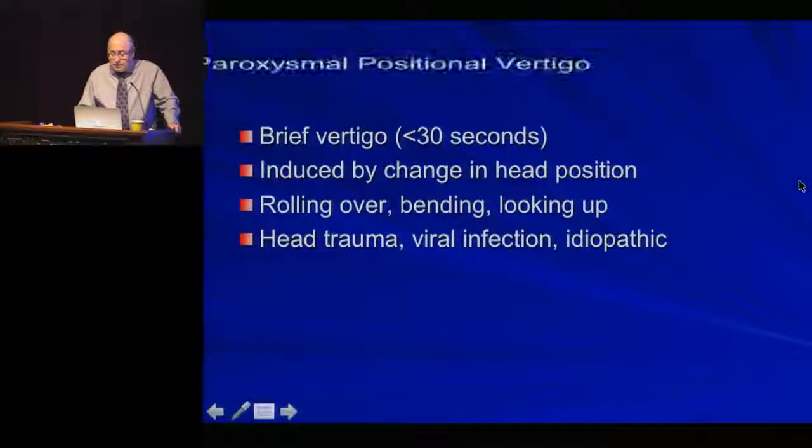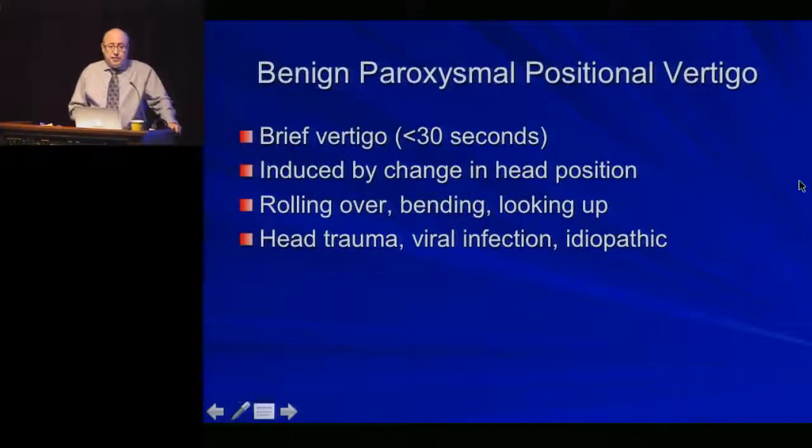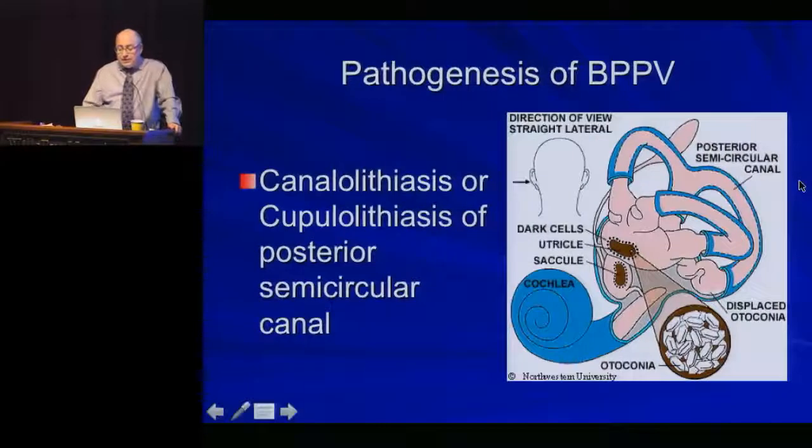Now let's talk about benign paroxysmal positional vertigo. So this is the only peripheral vertigo situation where you have a vertical component. So this is patients who have brief vertigo, just for seconds, induced by change in head position, such as rolling over in bed, bending down, looking up. They may have an antecedent head trauma. They may have had a viral infection with labyrinthitis, but very often it's idiopathic. And the pathogenesis is either canalolithiasis or cupulolithiasis. There are these little stones that get free and stimulate the hair cells in the posterior semicircular canal.